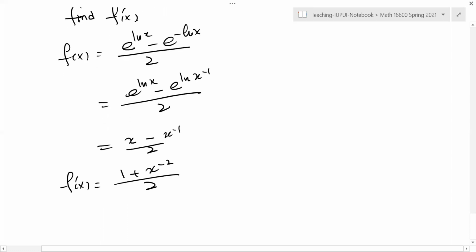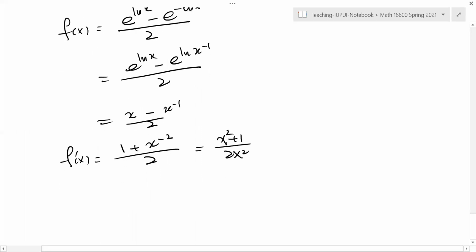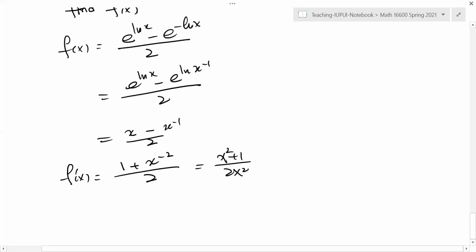You can write it in a slightly different way. You can write it like this. Right. So this is an answer. So when you get an expression, first just look at it. Are you able to simplify a little bit before you find the derivative?